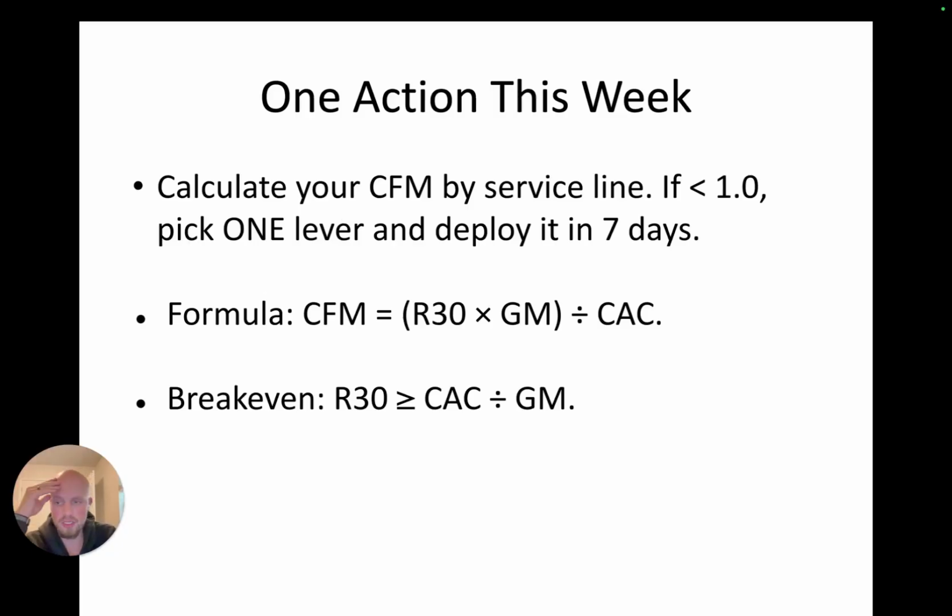So one action, I know this was really dense. If you thought this was useful, here's something I would do this week. I would figure out the CFM by service line item. You can look at your P&L and get a good grasp of what your gross margins are. If it is less than one, pick one of the levers that we talked about, the four ways to increase it, and try to deploy those within the next 7 days. Whether it's speeding up cash, increasing efficiency, reducing costs of materials, upsells, anything, right? You want to make sure that that is negative.